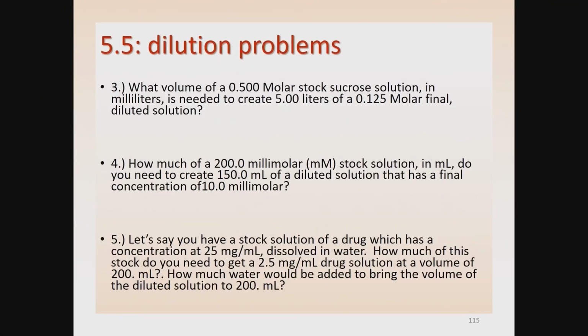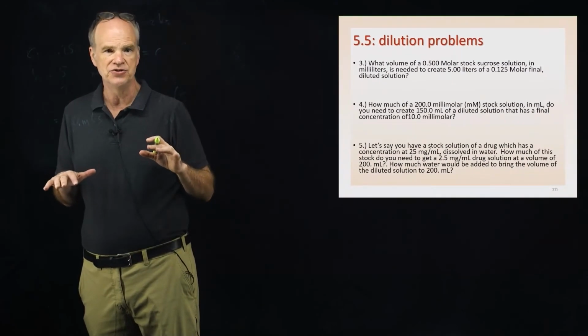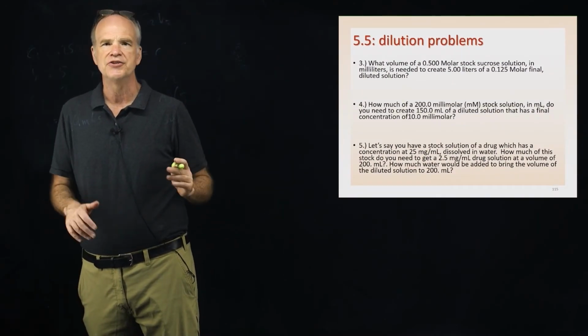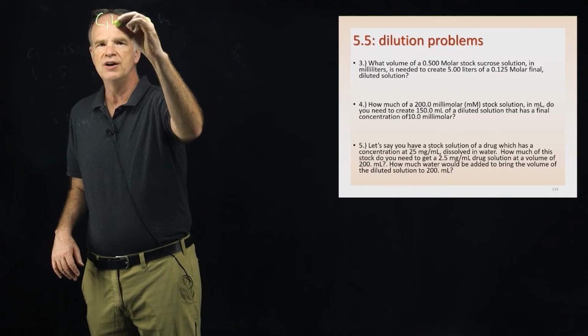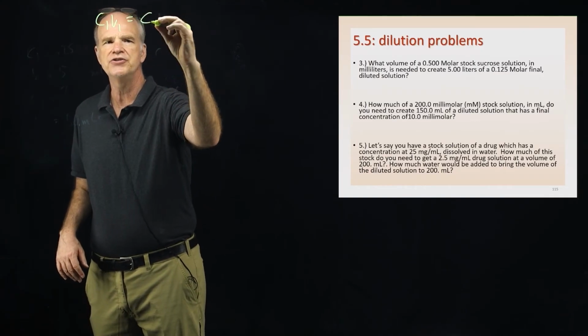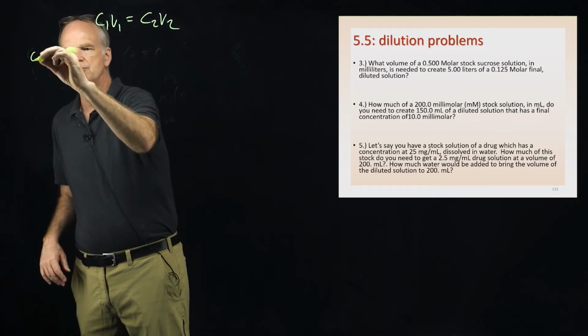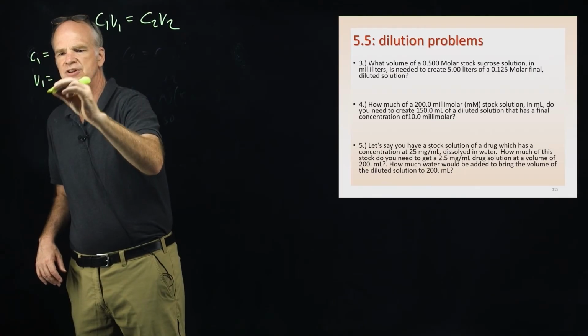Okay, what volume of a 0.5 molar stock sucrose solution in milliliters is needed to create 5 liters of a 0.125 molar final diluted solution? Okay, so again, we're taking a stock solution, we're diluting it, and so this is going to require C1V1 is equal to C2V2. And so we will assign variables as we've been doing.